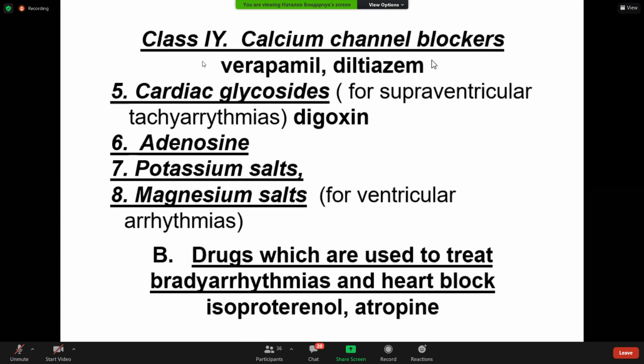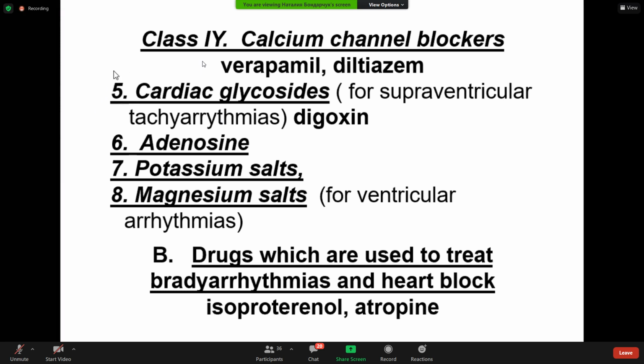So class 4, calcium channel blockers, according to the mechanism of their action. Such drugs are verapamil and diltiazem, the drugs from the group of calcium channel blockers with the predominant action on the heart: verapamil, and diltiazem in the middle position between the action on the heart and peripheral blood vessels.